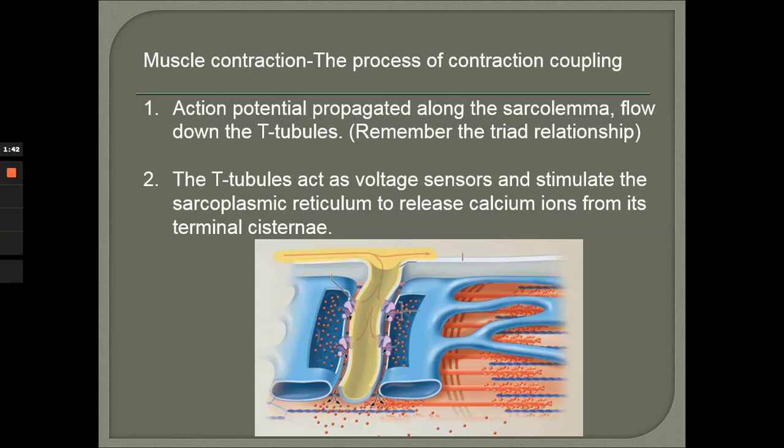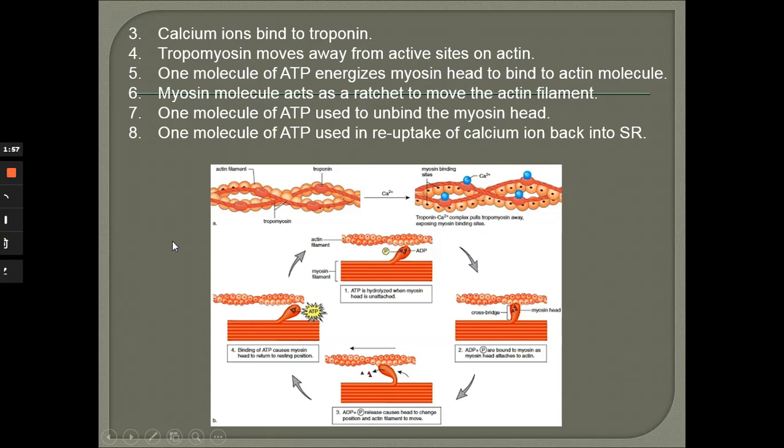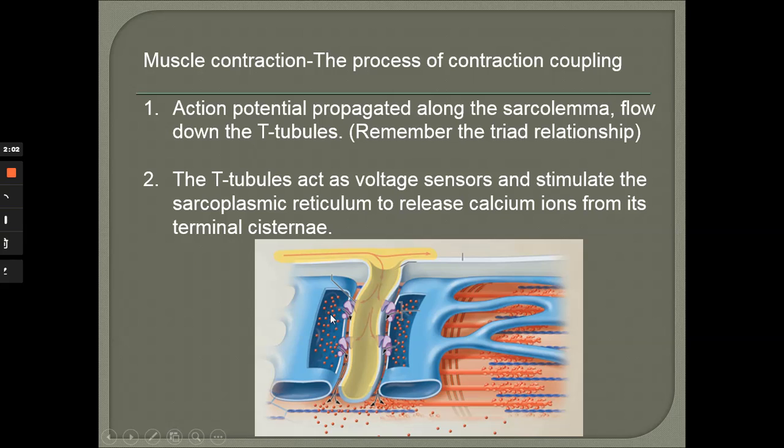So let's remember that triad relationship. Let's look at this picture here. All right, so if we look at this, the red arrow is representing the depolarization event, that action potential being propagated along that plasma membrane, the sarcolemma. And as it does that, it goes down the T-tubules. Makes sense.